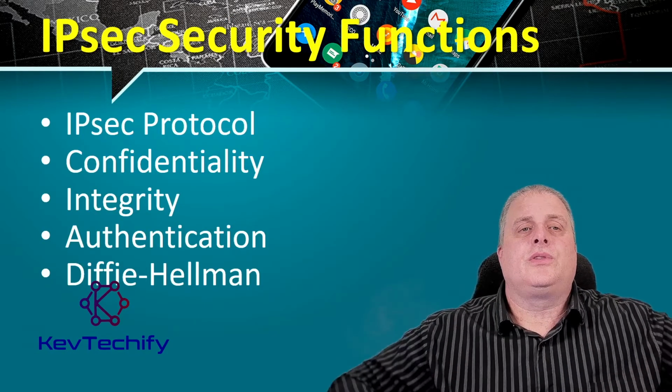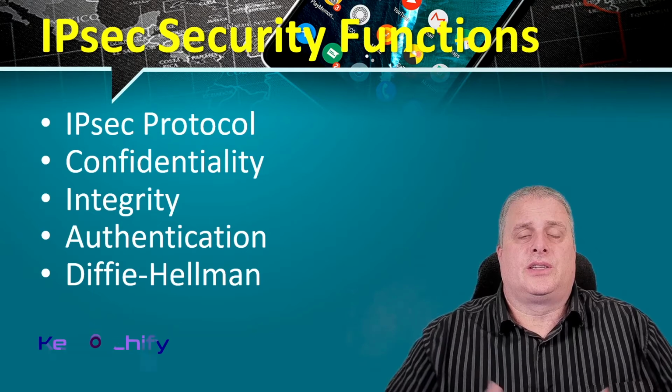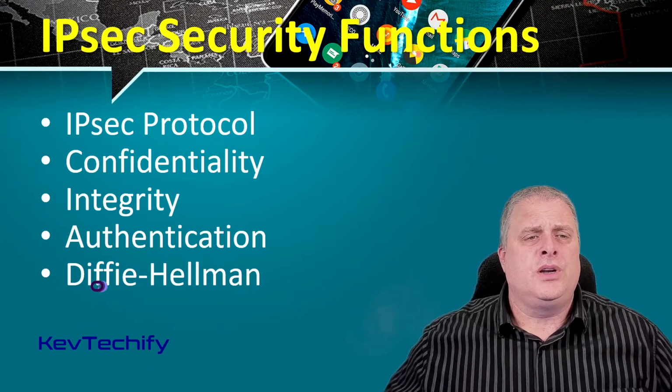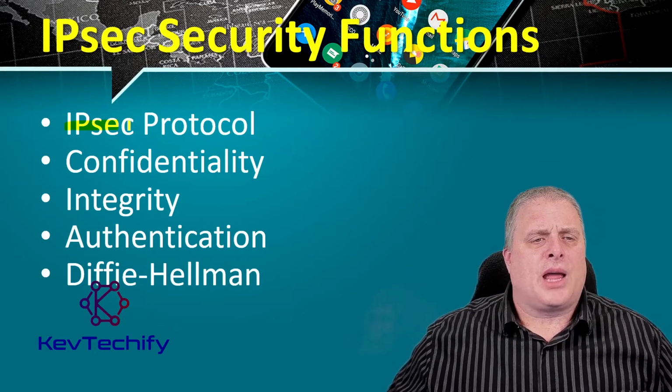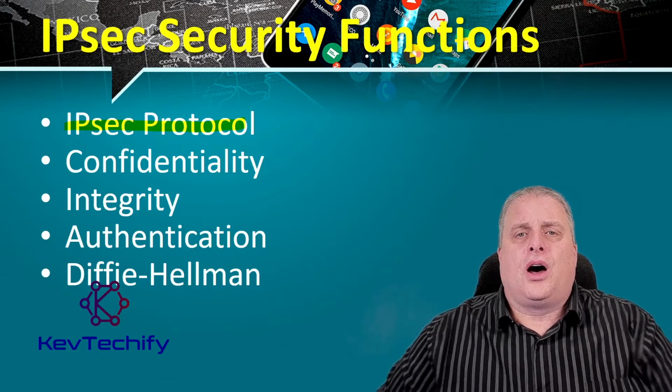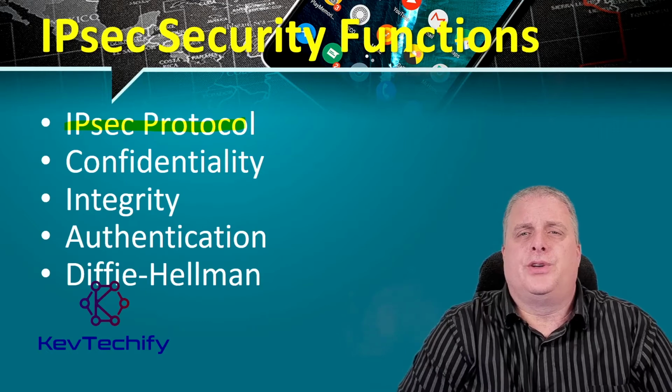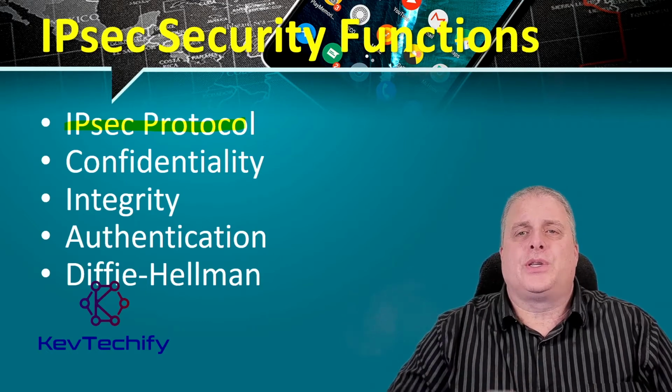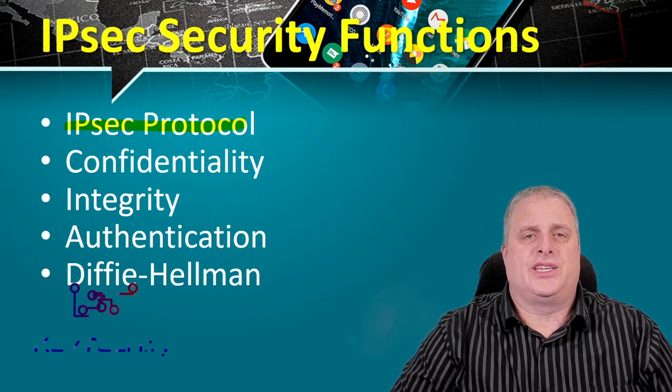There are several functions of the IPsec security protocol. The first one we're going to look at is just the IPsec protocol in general. The choices for IPsec protocol include Authentication Header, which is typically referred to as AH, or Encapsulating Security Payload, which is ESP.